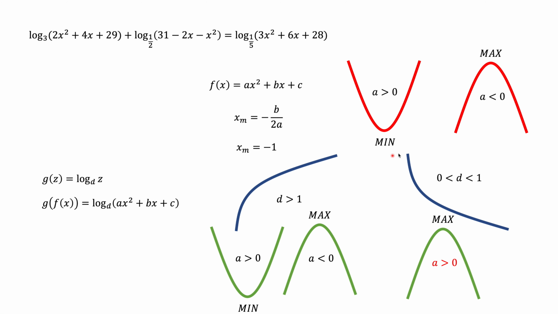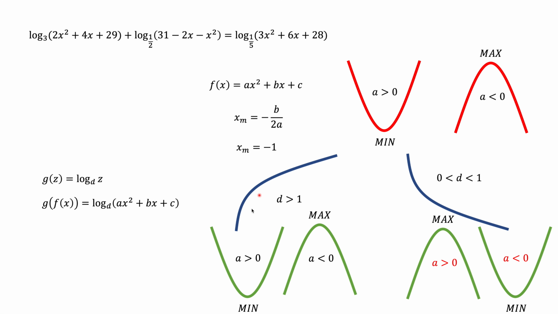And in fact, if we had originally a minimum of f of x, g of f of x is going to have a maximum. And if we had a maximum for f of x, we're going to have a minimum for g of f of x.